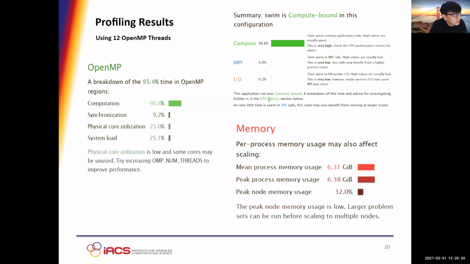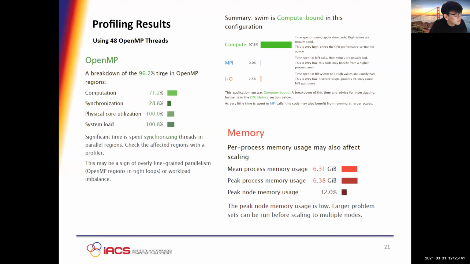On the CPU metrics, we can see the computation took almost 100%. The I/O is so low it could be ignored. It's very tiny, so it's really good. The main memory is 6.3 gigabytes, as expected with the matrix size. Then next, we tested the full capacity of the entire A64FX chip with 48 OMP threads.